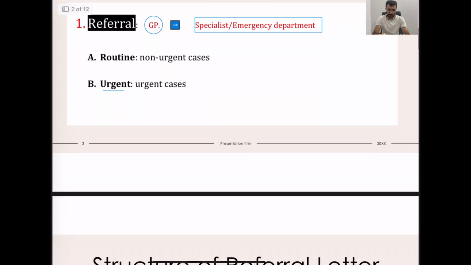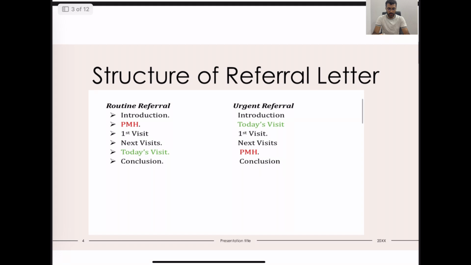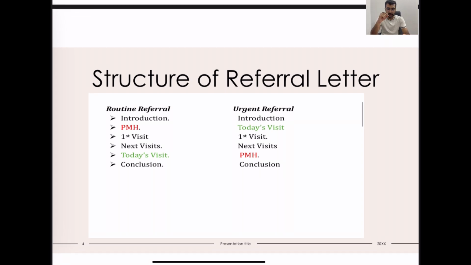So let's talk about their structures. There is actually a minor difference in the structure. We'll talk about that. First, let's go through the structure of routine referral. First thing is introduction, then past medical history, then first visit, next visit, today's visit, and conclusion. This approach is called the chronological approach. Right? We are starting from the first visit, then the next visit, then the last one, like today's visit. That is called the chronological approach. I will show you in the sample.